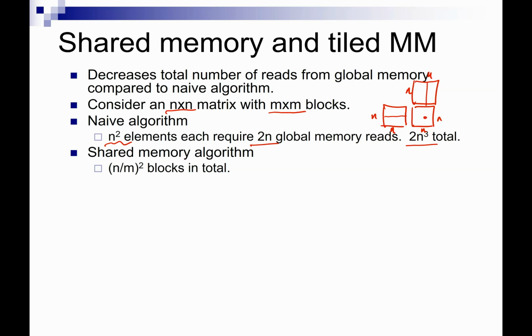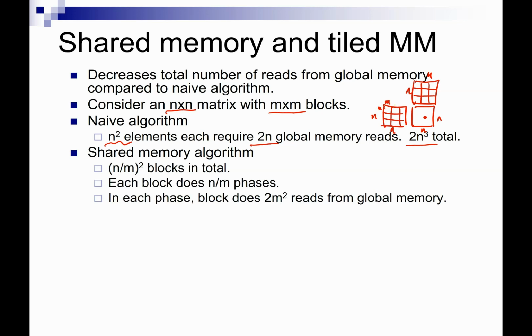Now, if we look at the shared memory algorithm, it is going to break the data into these blocks. If you have an n by n matrix and the blocks are size m by m, then we're going to have (n divided by m) squared number of blocks. And each block does n divided by m phases.